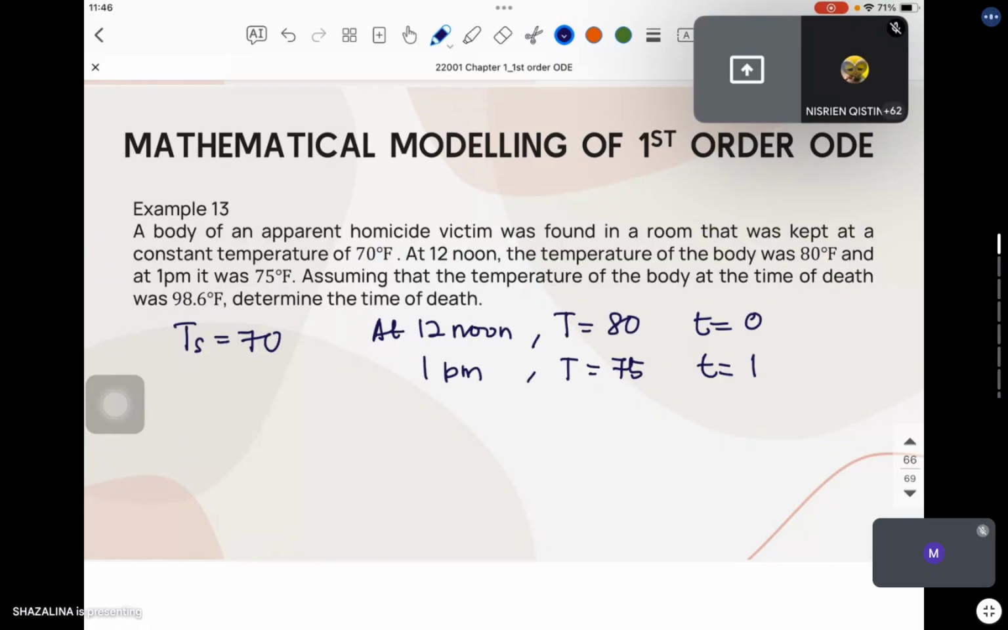Next, soalan dia apa? Assuming that the temperature of the body at the time of death was 98.6 degrees Fahrenheit, determine the time of death. Dia nak tahu masa. Masa dia tu bukan small t ni, tapi masa yang AM, PM, noon, midnight. So dia nak tahu pukul berapa. Okay, so we start by rewriting our equation: T = Ts + A e^(-kt).